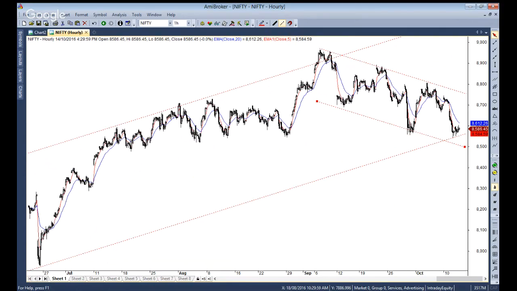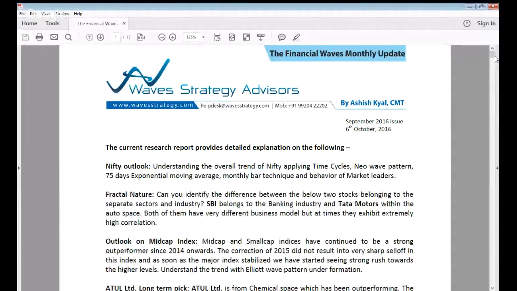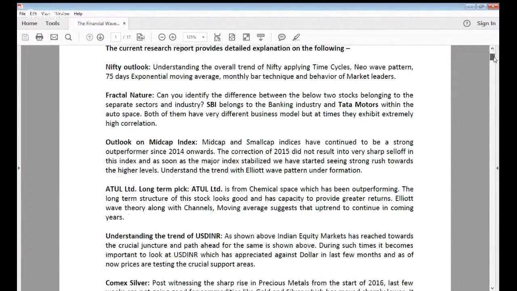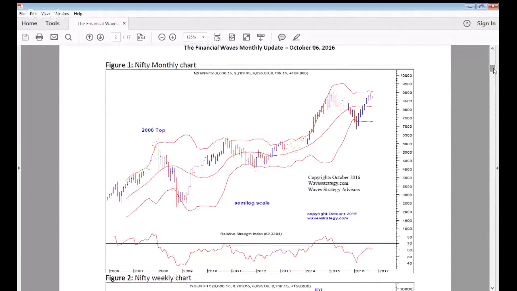Let me also share one more screen of the monthly research report which we recently published, and that research report will show how markets have been moving based on the Elliott Wave perspective on a bigger time horizon. So this is the screen. This is the monthly research report which we publish every month to our clients, and it shows various aspects of Nifty along with the bigger chart. If you look here, this is a monthly chart of Nifty, along with Bollinger Bands again, and why the zone of 9,000 is so important. You can see clearly from this chart.